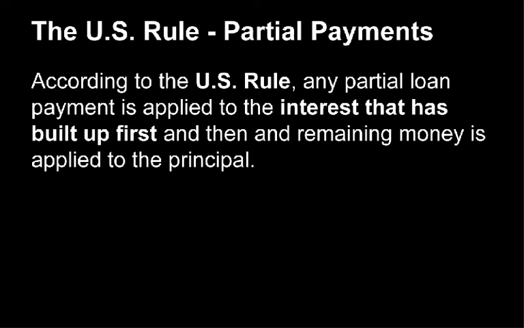Alright, this video is going to talk about finding or using the U.S. rule with interest on a loan. Basically, the U.S. rule just states that if you pay a partial payment, the payment has to pay off any accrued interest first, and then it will start paying off the principal that you've borrowed.